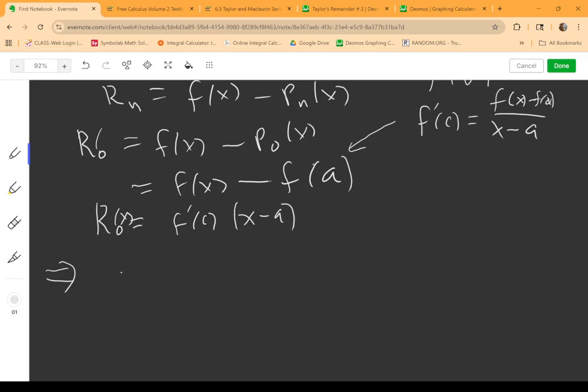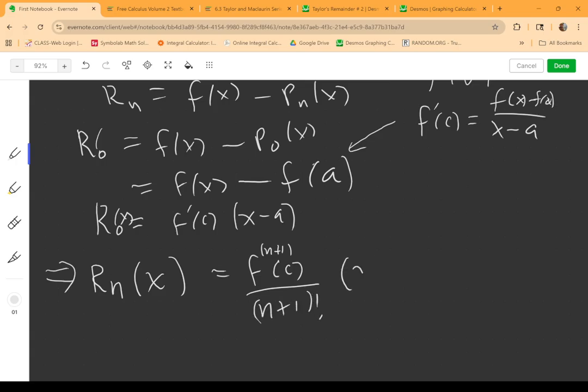We won't go through the details of that. We'll just take the result, R_n of x is equal to f to the n plus 1 of c, notice the derivative is one order higher, over n plus 1 factorial, times x minus a to the n plus 1, where again c is just some value in the interval between x and a.